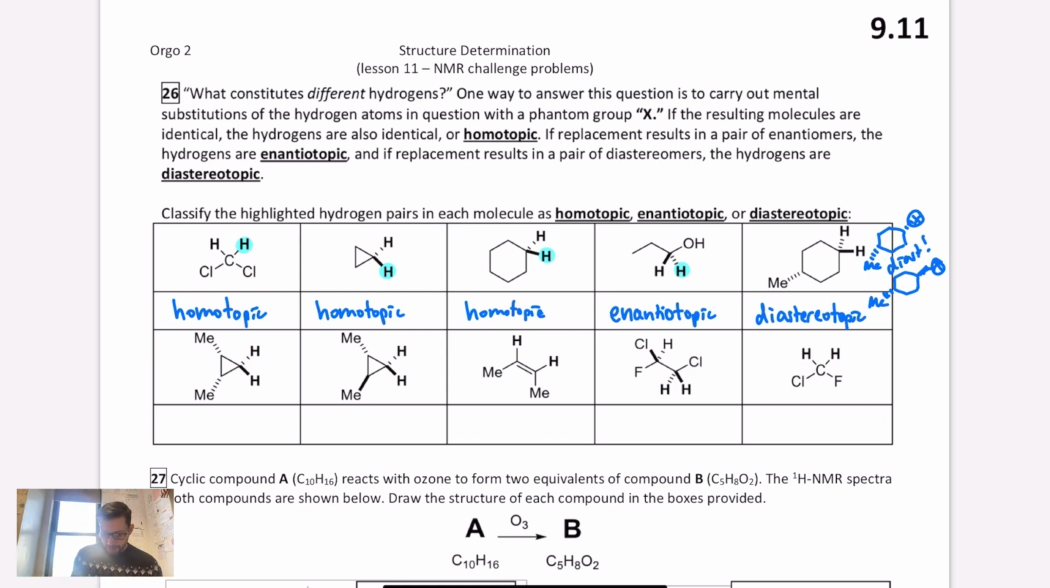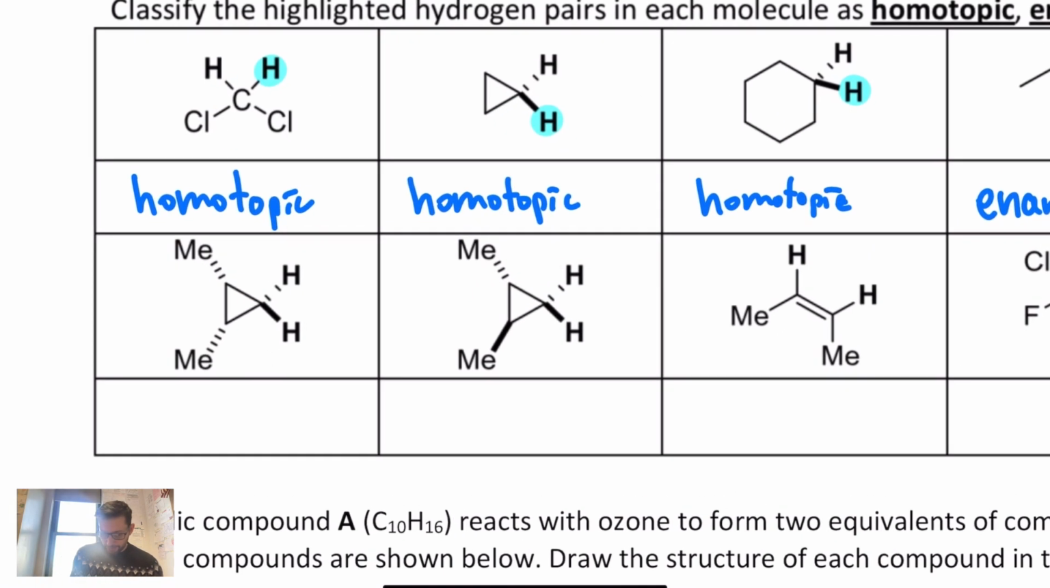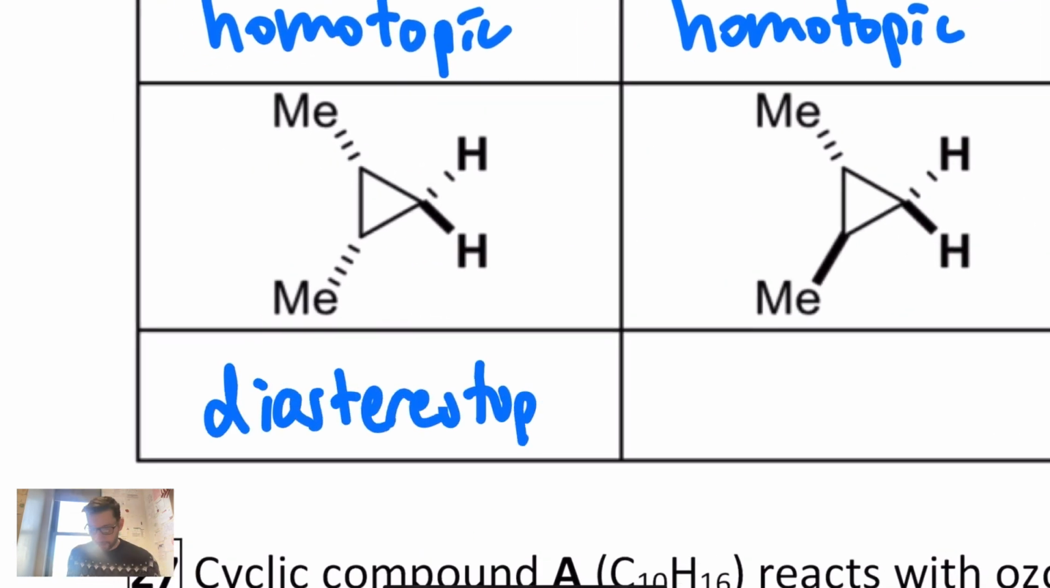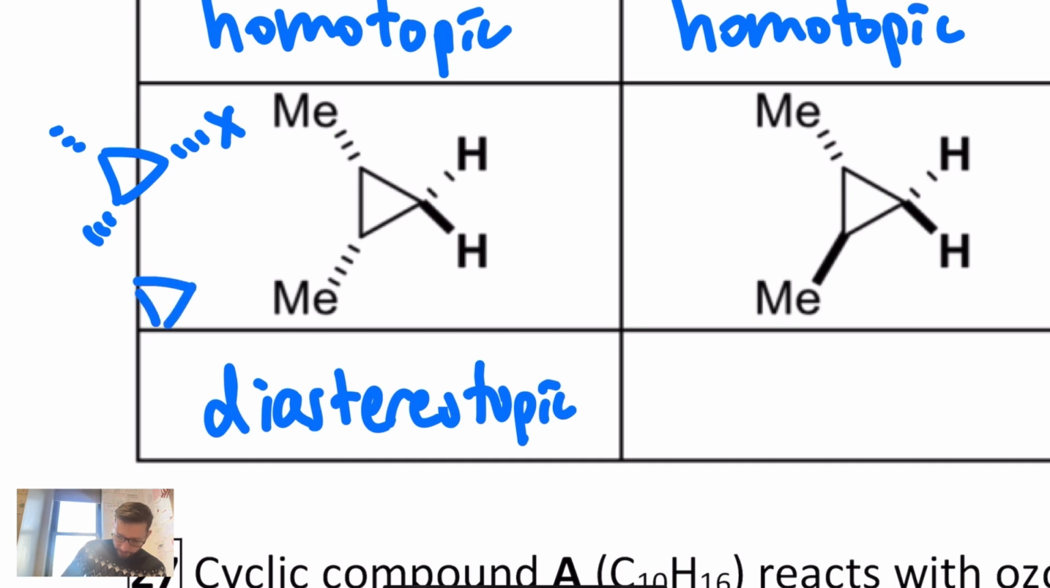Okay, let's check. The next one, the first one in the second row, these are diastereotopic, just like the last one we did together. I think the easiest way to see that is to draw out the two imaginary compounds. Here's your dimethyl cyclopropane. Let's make one of those H's an X, and then let's draw what it would be if we made the other H an X. Yep, those are diastereomers of each other, so the H's have this relationship of diastereotopicity.